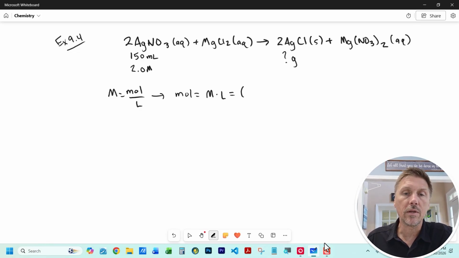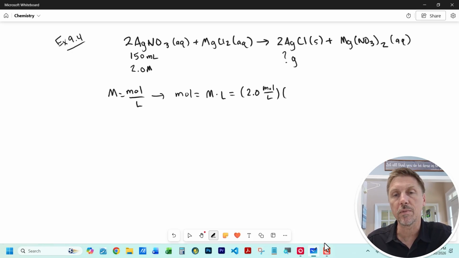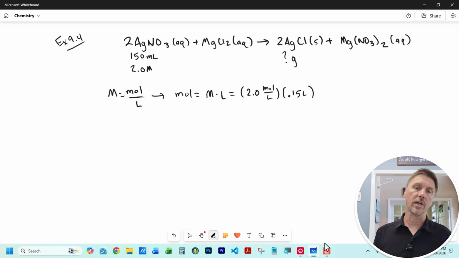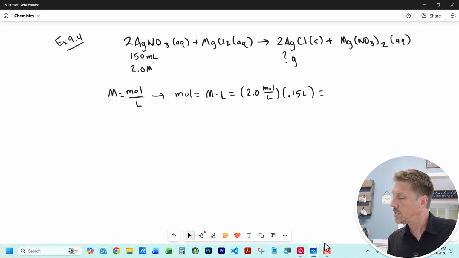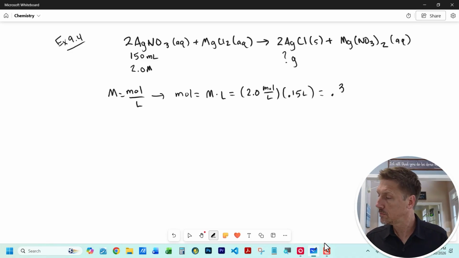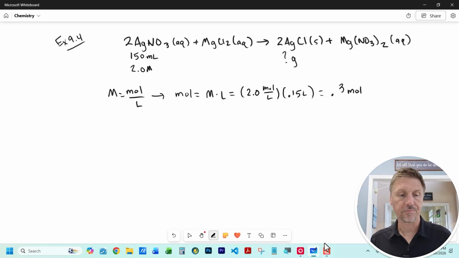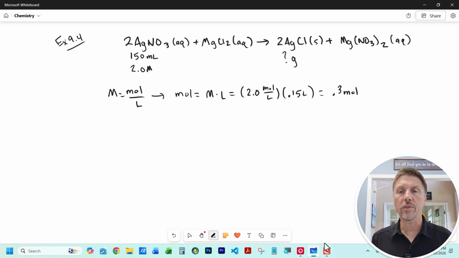Molarity we can just plug in directly like it is, 2.0. Remember, molarity is moles per liter. But this second value needs to be in liters. It's currently listed as 150 milliliters. Well, that's the same as 0.15 liters. We just move the decimal place 3 places to the left. And when we do the math with that, we get a value of 0.3 moles. So we've got 0.3 moles of AgNO3.